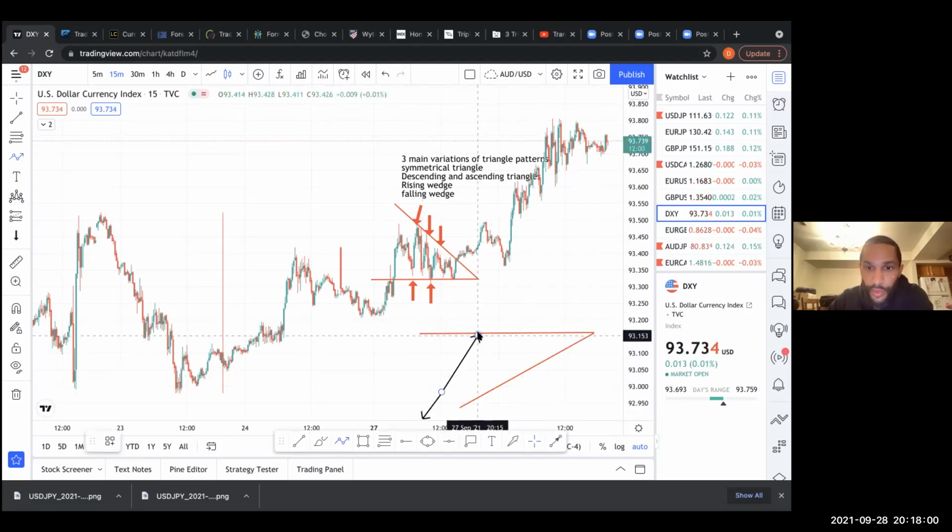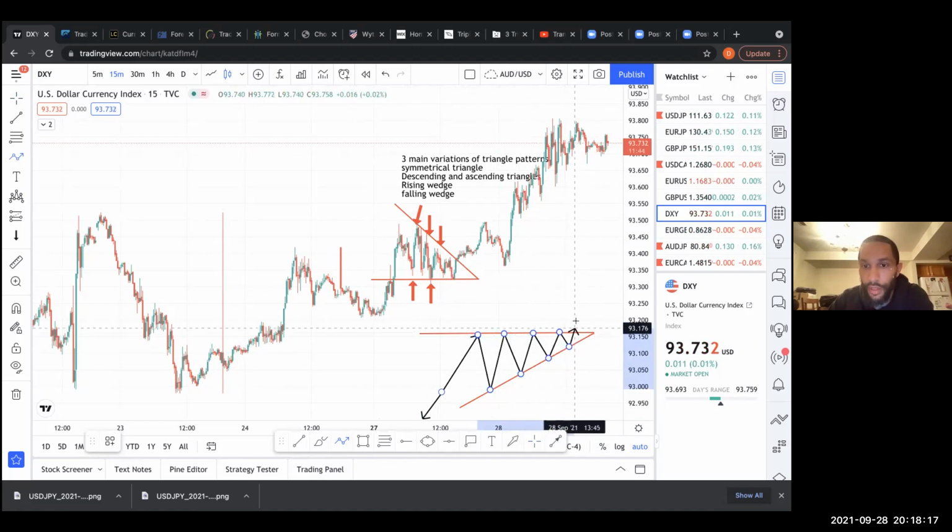We're taking puts and calls in these areas. The buyers are more aggressive in these areas right here. So this is where you take your calls and your puts while it's hitting those trend lines. All right. If it's starting in an uptrend, I want to look for continuation to the upside.